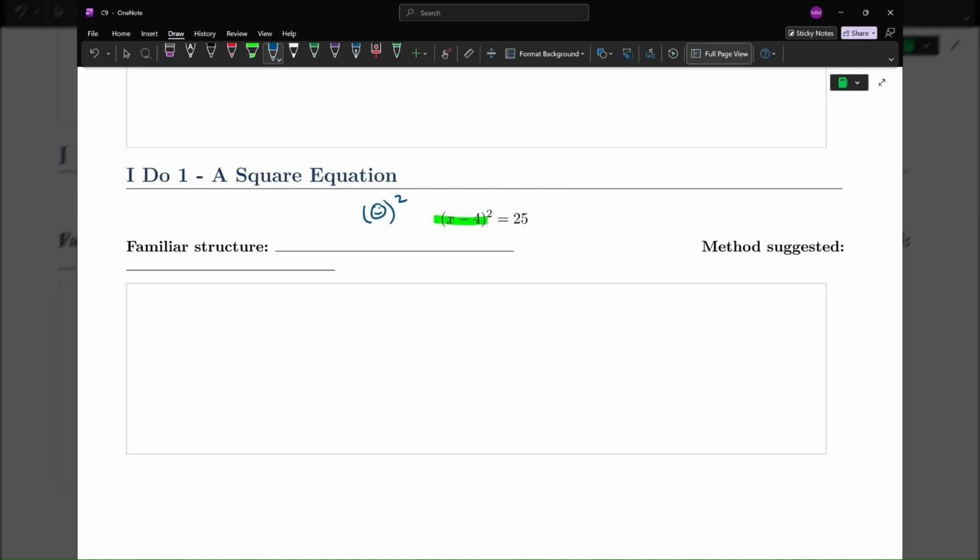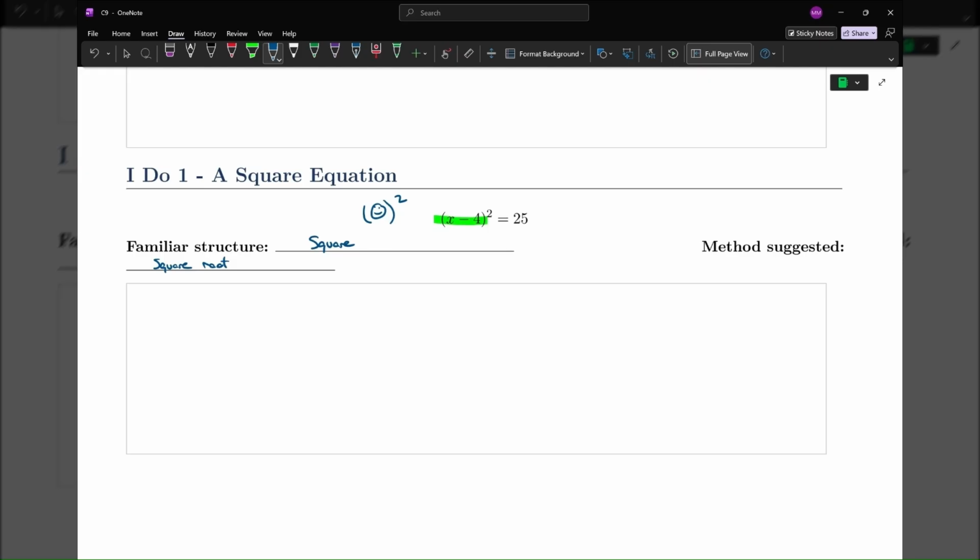And then finally, what would make this harder? Harder would probably be expanding this first, because if we expanded that perfect square, we have to pull the 25 over, and try to solve it by factoring. That looks like a harder question. So as we look at this, our familiar structure is a square. Our method suggested then would just be a square root solution, right? We don't need to reinvent the wheel and expand and make this question harder than it needs to be.